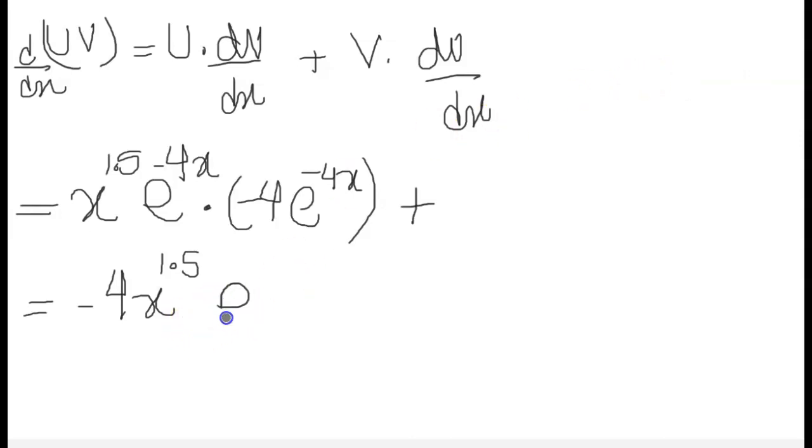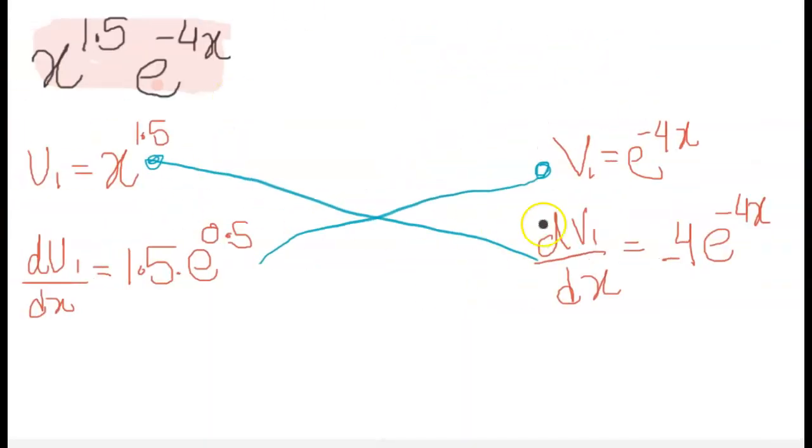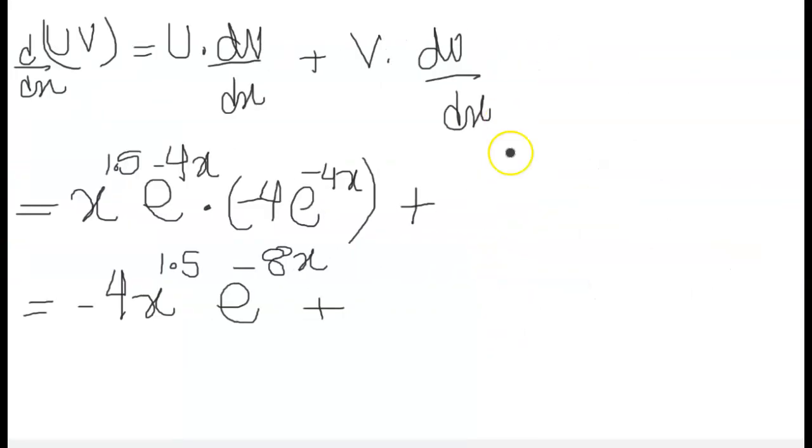That will become e to the power of minus 4x minus 8x plus. I don't know about that one yet, so let's go back. What was v? Go back to the first one. The v was e to the minus 4x, so write it down. E to the power minus 4x. Done.